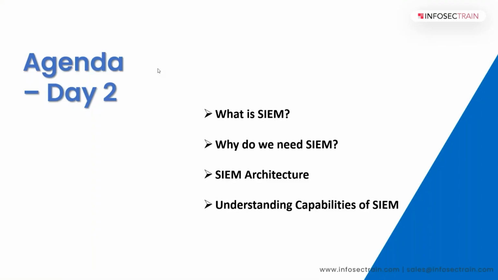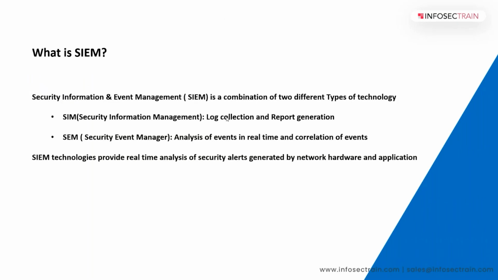Now our first question is, what is a SIEM? Before we discuss SIEM, let's understand what it is and why it is being used. SIEM is a combination of two technologies. The full form of SIEM is Security Information and Event Management. Now, what are these two different technologies? First is SIM, Security Information Management. With the help of SIM, we can collect the logs and generate a report.